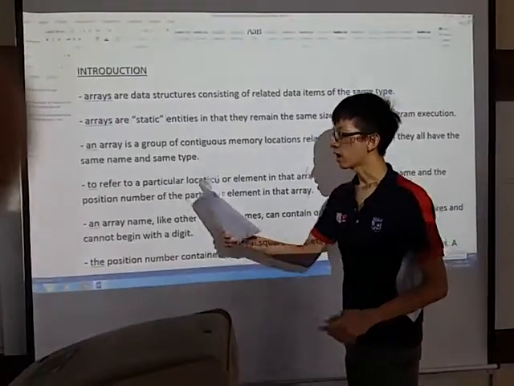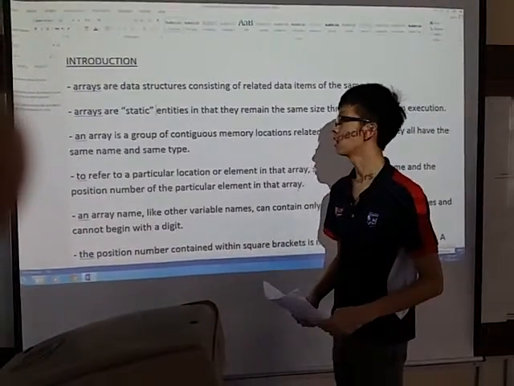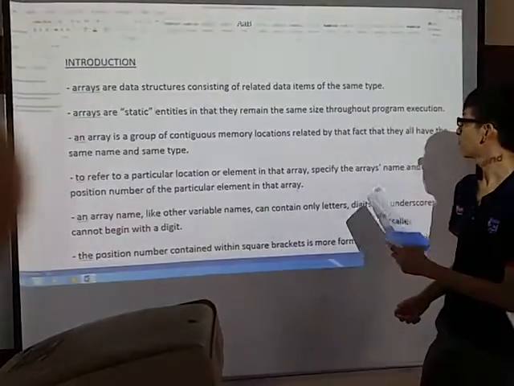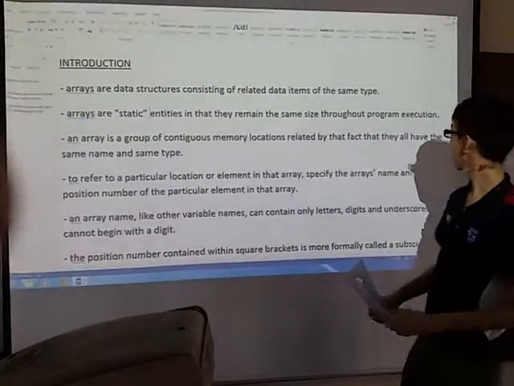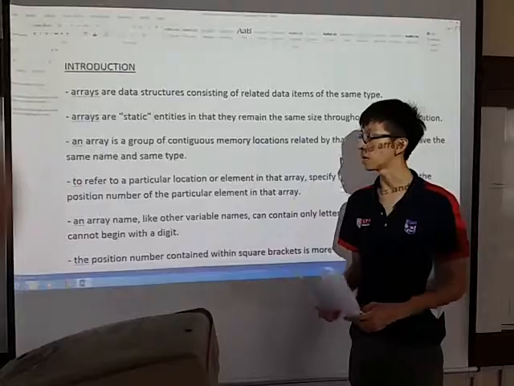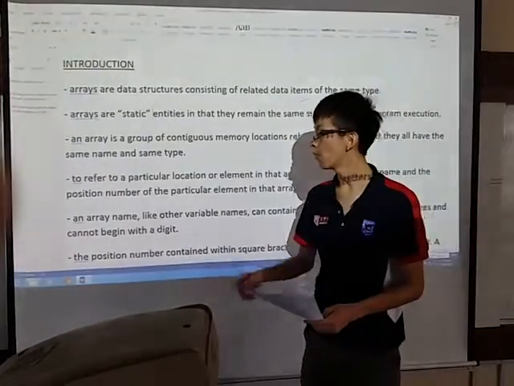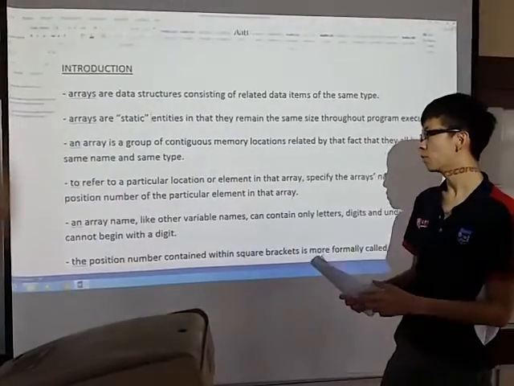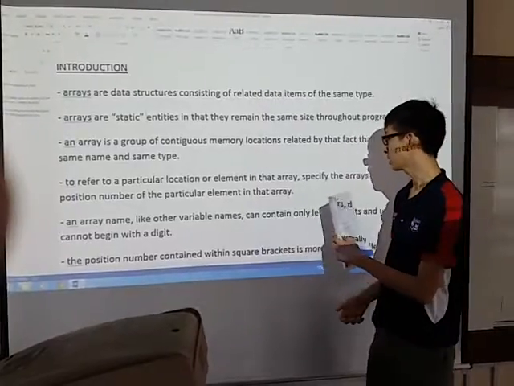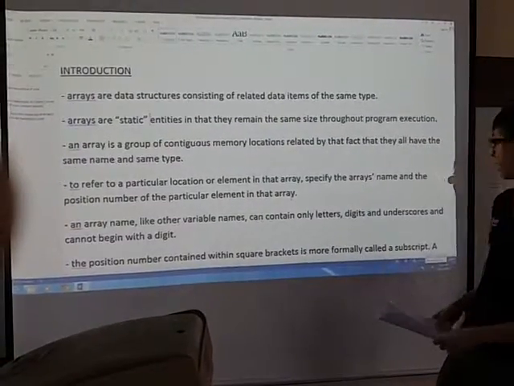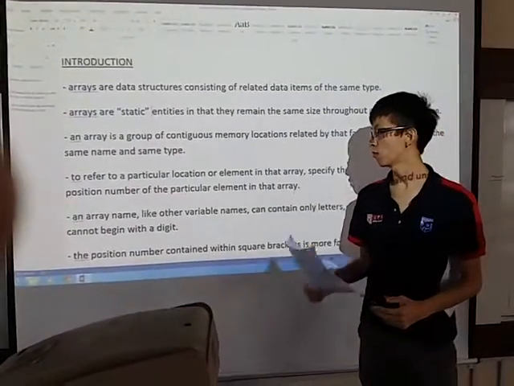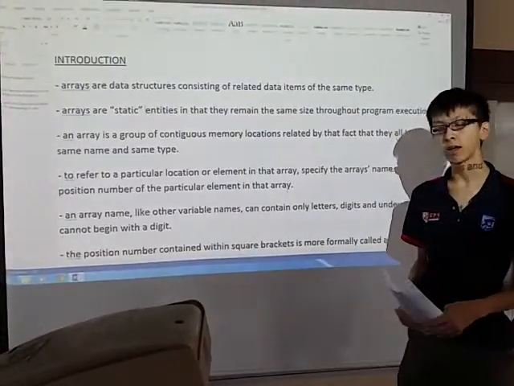Besides, an array is a group of contiguous memory locations related by the fact that they all have the same name and the same type. In order to refer to a particular location or element in that array, we should specify the array's name and the position number of the particular element in that array.